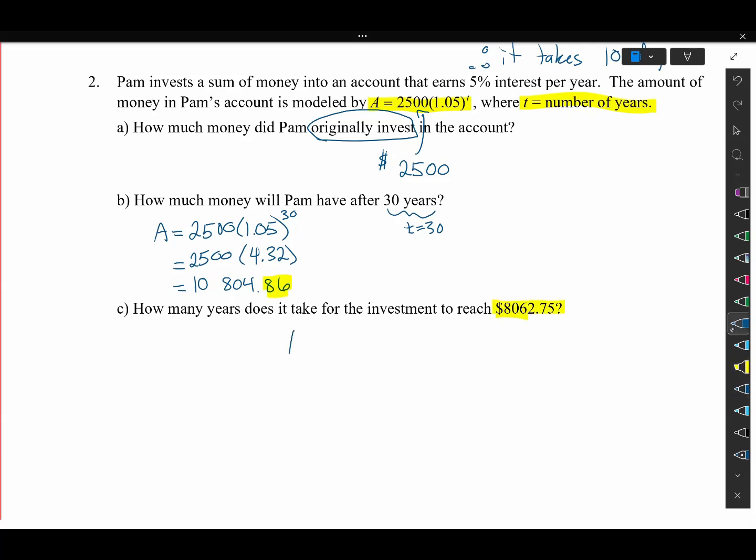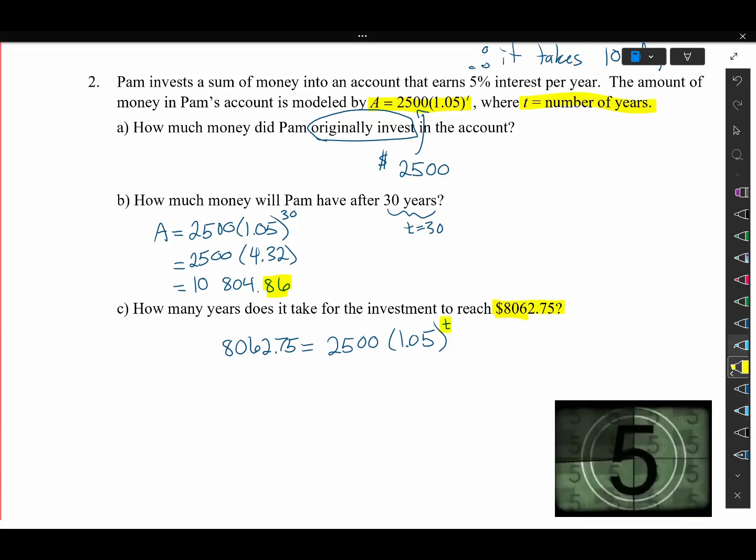And lastly, we're going to again perform some repeated multiplication. We're going to work with our equation, A equals 2,500 times 1.05 to the exponent t. We don't know what t is. We need to find out what t is, but we do know some pieces. We do know that A is equal to $8,062.75. Okay, so all we need to do is find out what this t value is equal to.